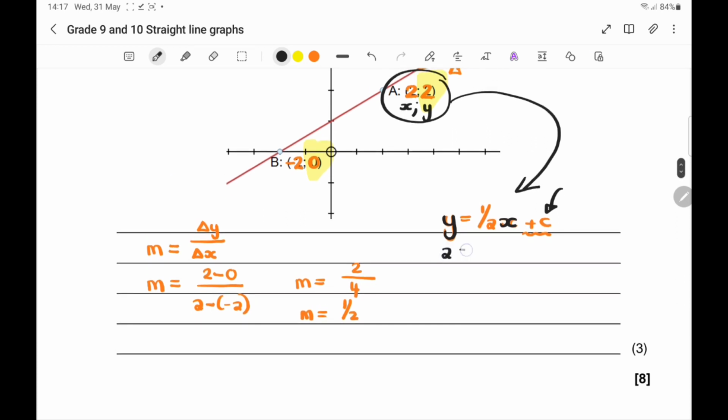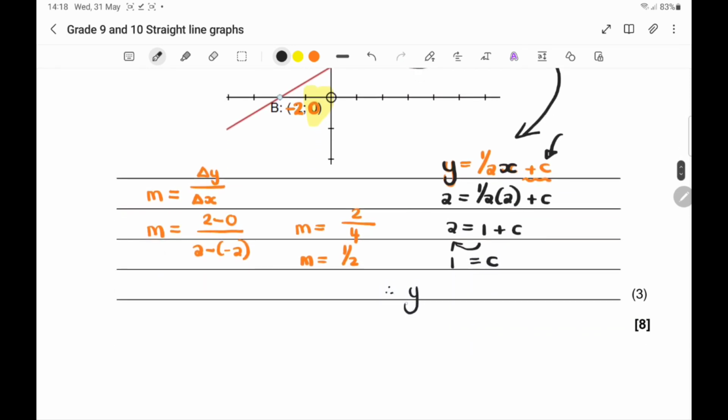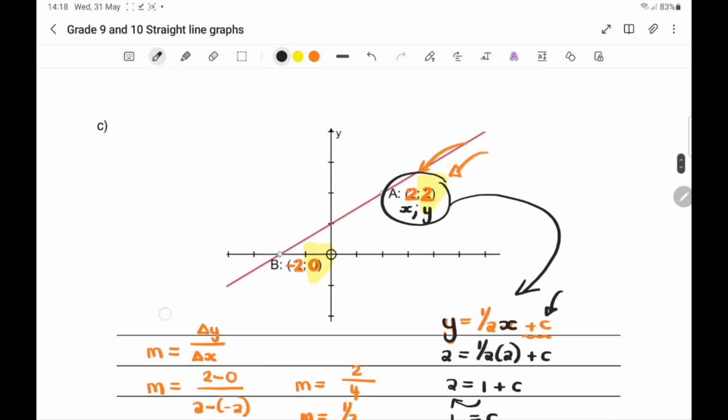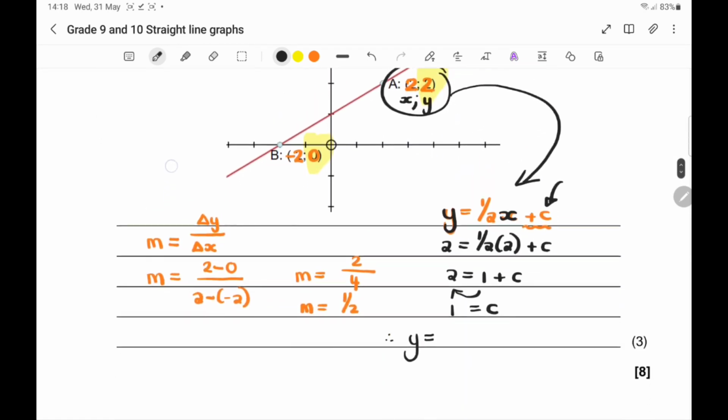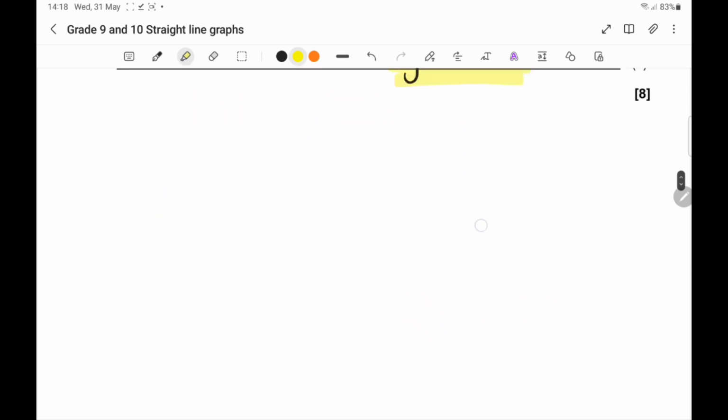So if y is 2 and x is 2, what would c be? So 2 is equal to a half of 2 is 1. And then if you take that over, you subtract 1 on each side, you get c is 1. So thus, put it all together. Remember they asked you to show the equation of this line. So y is equal to a half x plus 1. And some for your teacher, highlight it, say there's my equation, I found it. Okay.